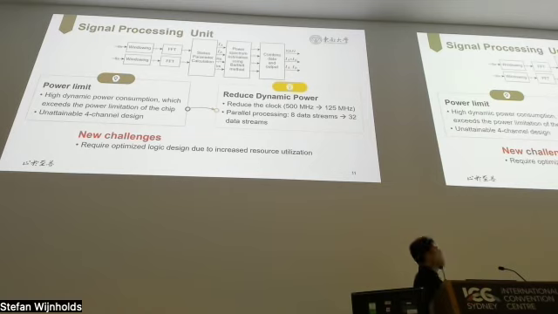So we decided to reduce the dynamic power by reducing the clock rate to 125 megahertz. However, this makes the 8 data streams from the ADC now become 32 data streams. This increases the resource utilization, and we need an optimized logic design.